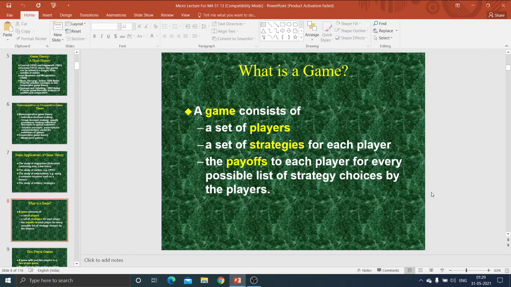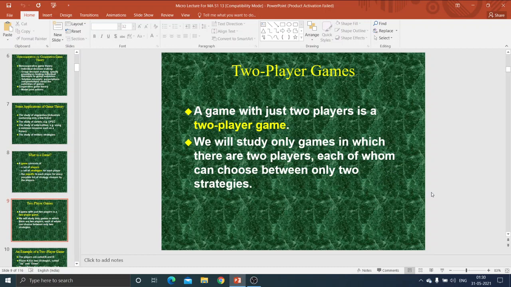So, what is a game in that sense? A game consists of a set of players, a set of strategies for each player, and the payoff to each player for every possible list of strategy choices by the players. This is what is called the payoffs. Three things are very important as far as the game framework is concerned: there should be players, strategies, and payoffs. A game with just two players is a two-player game, whereas if it has n players, you call it an n-player game. We have already said that there is no game for one person, so the minimum number of players should be two.